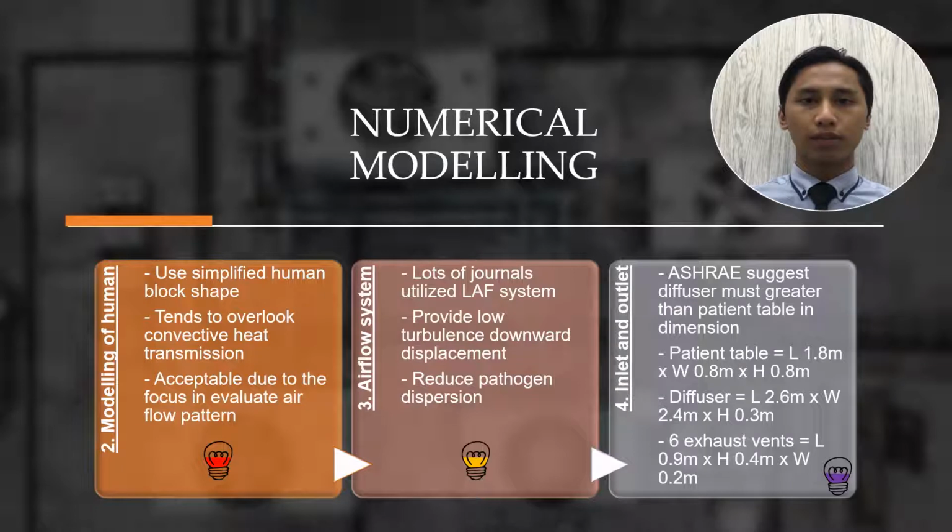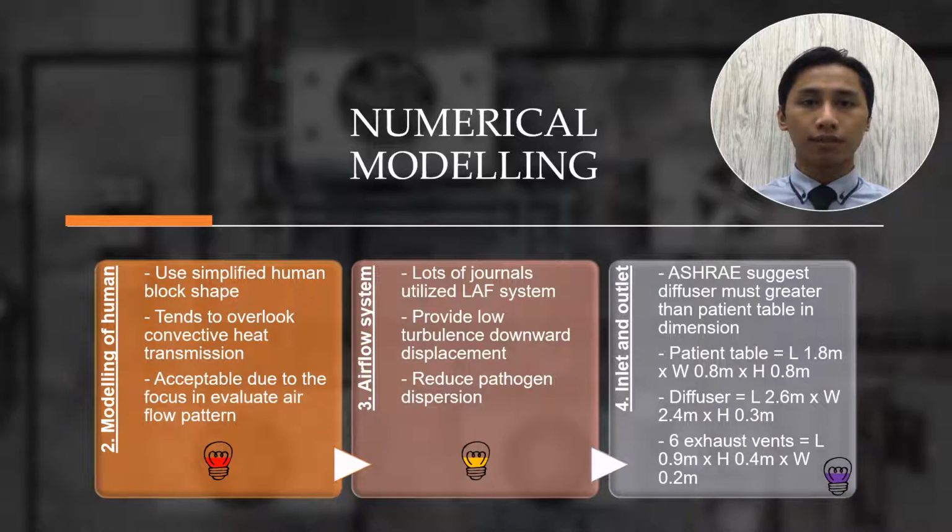Second is the modeling of the human. This numerical model considers a simplified human block in order to cut the simulation time, even though this kind of human block tends to overlook the convective heat transmission. However, it is considered appropriate to use because this study focuses on measuring the airflow pattern.